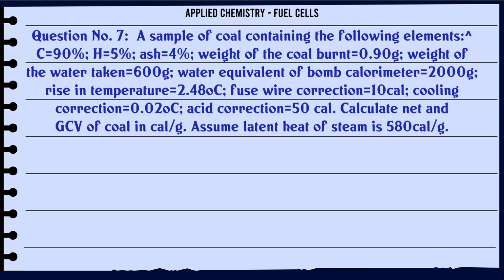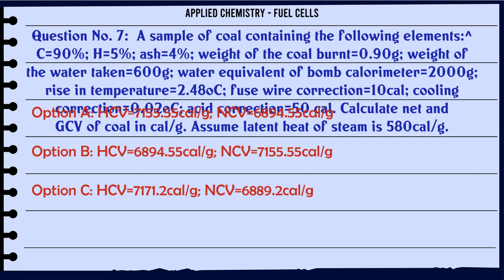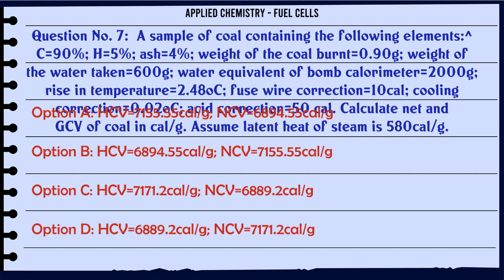A sample of coal containing the following elements C 90, H 5, O 4, weight of the coal burnt 0.90 g, weight of the water taken 600 g, water equivalent of bomb calorimeter 2000 g, rise in temperature 2.48 °C, fuse wire correction 10 calories, cooling correction 0.02 °C, acid correction 50 calories. Calculate net and gross calorific value of coal in calories/g. Assume latent heat of steam is 580 calories/g.